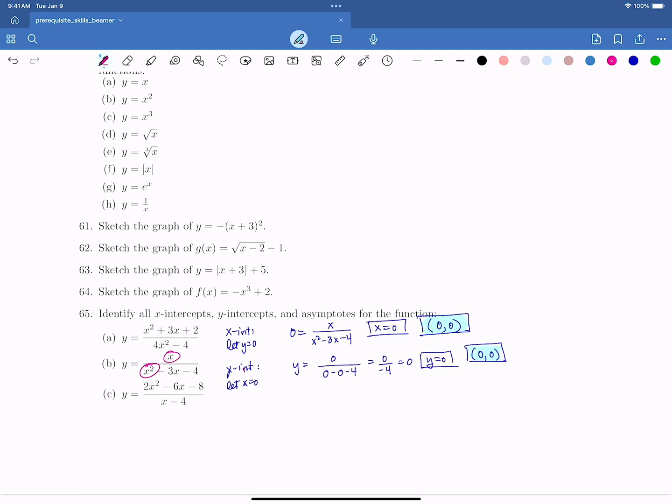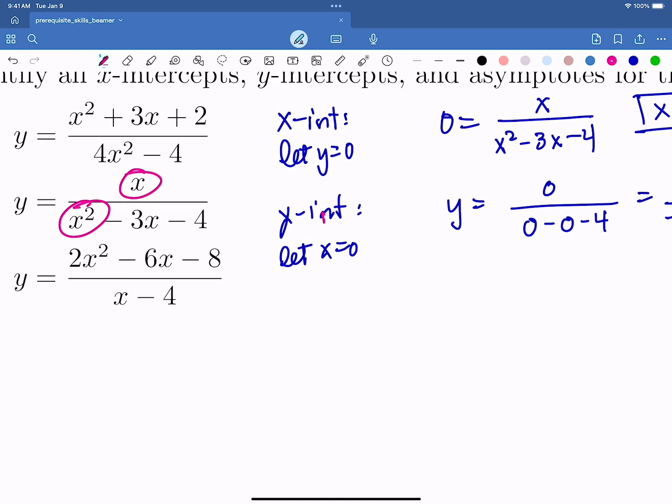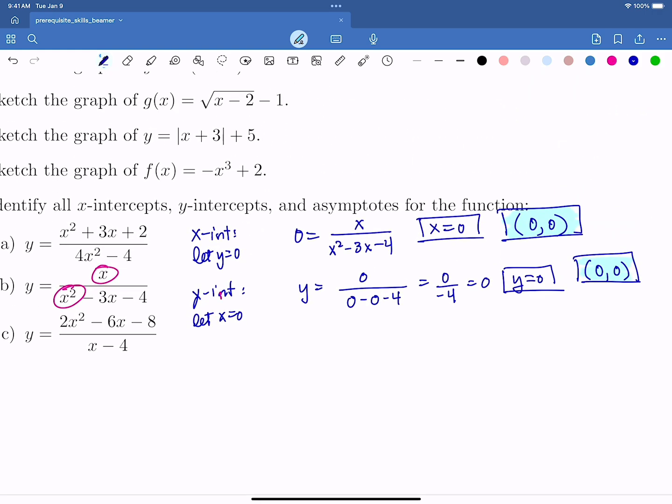So I have a horizontal asymptote at y equals 0. All right, now this is interesting because I said I had an intercept at y equals 0. How can we have an asymptote and an intercept at the same point? Let's think about that. We'll come back to that.